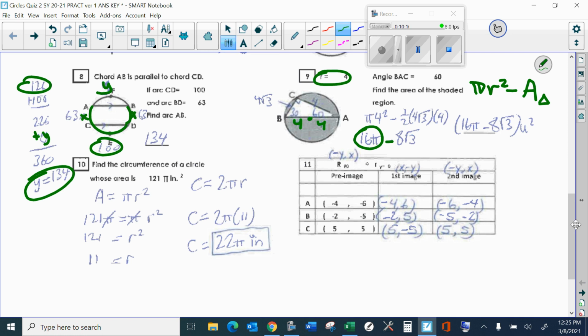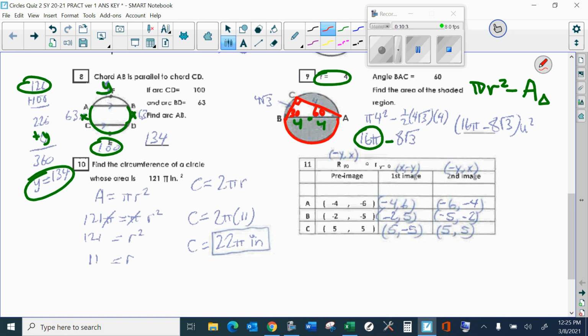Well, it tells me angle BAC is 60 degrees. So that's 60 degrees right there, which makes this 30 because we know this is 90 because it goes to the ends of the diameter. So it's half of its intercepted arc of 180 degrees.